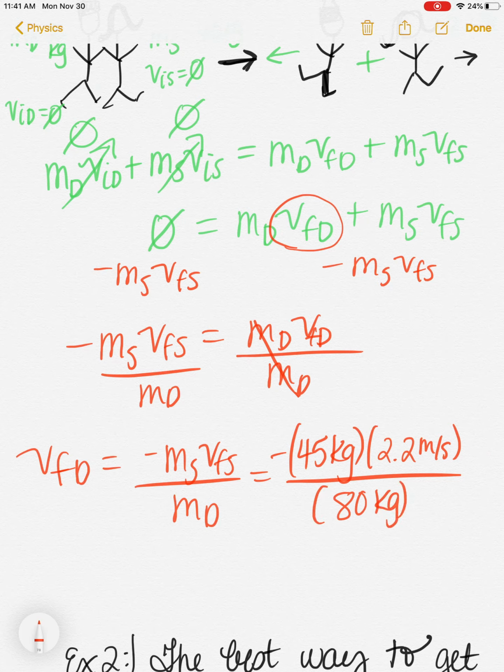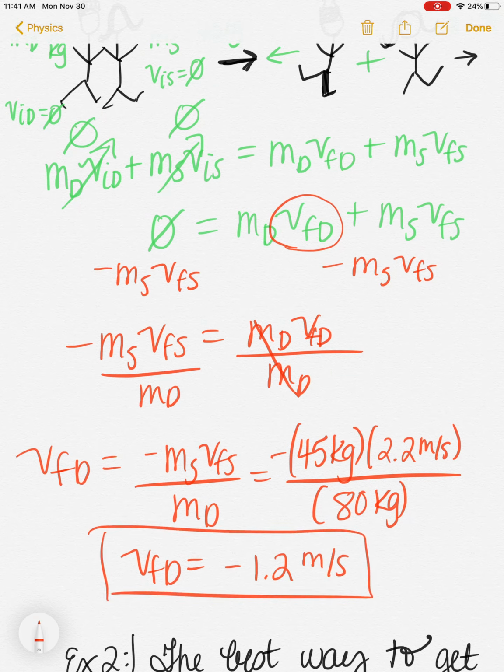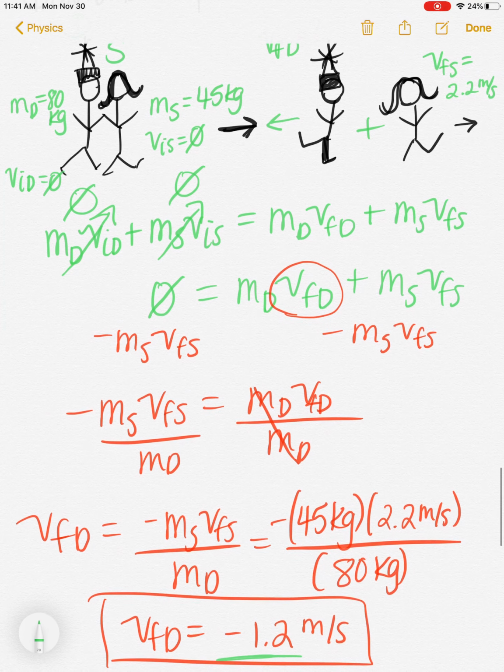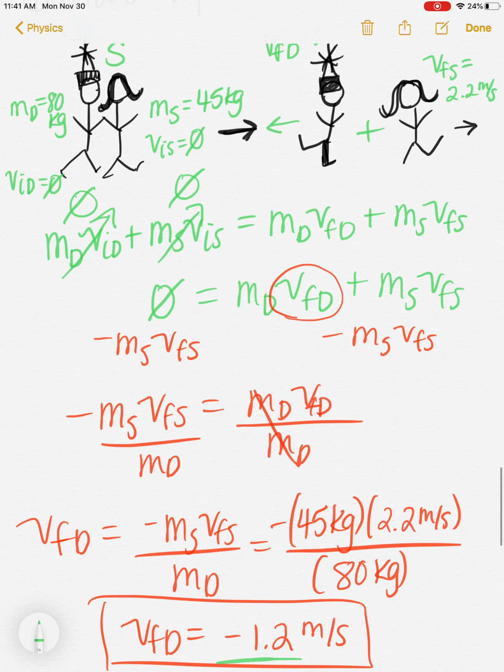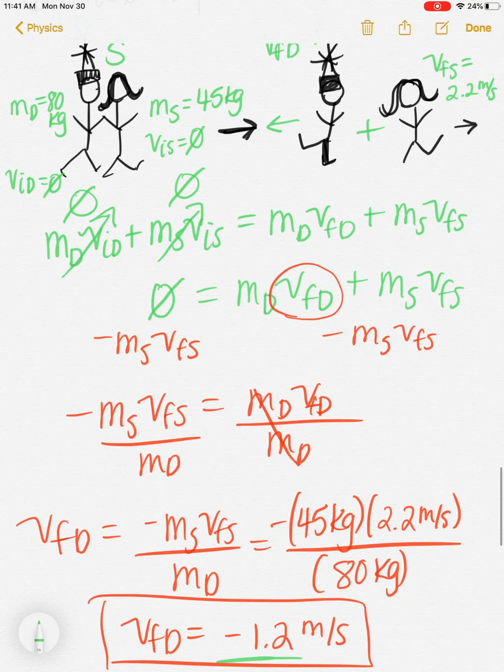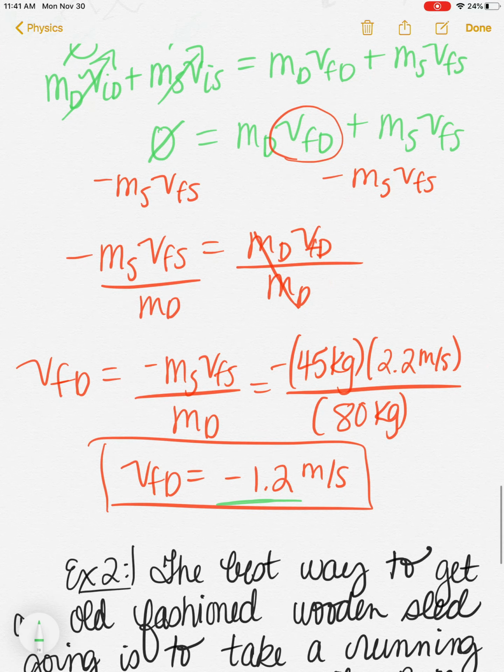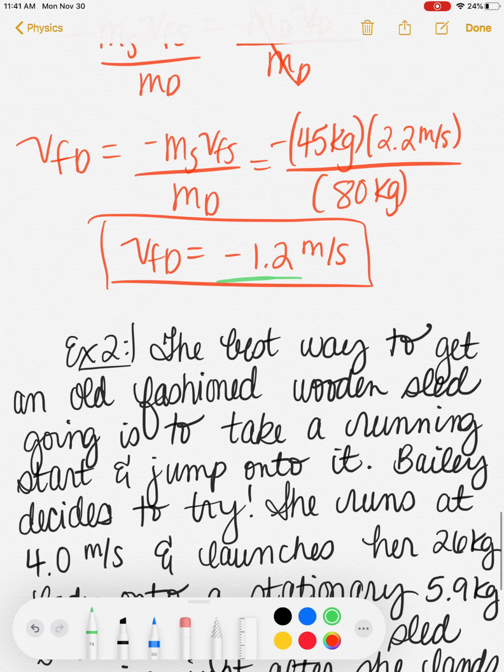And when I solve that, I get a value of negative 1.2. My units would be meters per second because it's velocity. Now let's stop and think, does this value make sense? Why is it negative? Because he's moving in the opposite direction to Sandra. Is he moving faster or slower than Sandra? Well, Sandra was going at 2.2 meters per second. He's going at 1.2, which is slower. Does that make sense? Well, it should make sense because David has more mass. So more massive objects are going to have to go slower in order to have the same momentum as a lower mass object.